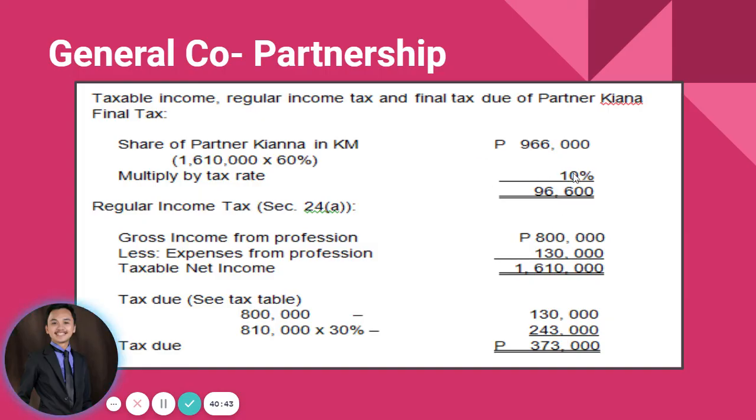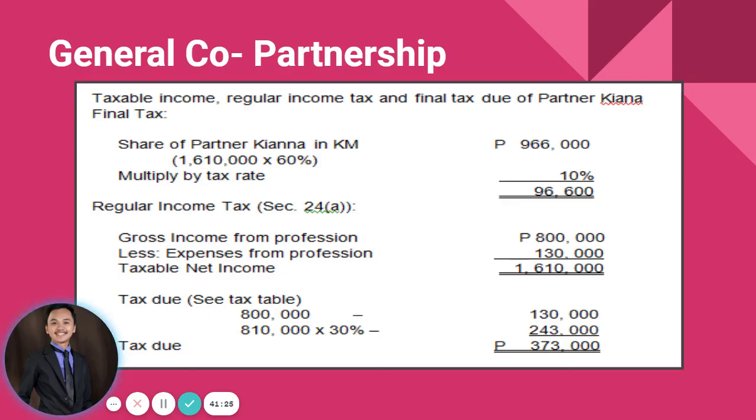So general rule, if the problem is silent as to the classification of the taxpayer, our assumption will be resident citizen. Okay? Resident citizen. So that is why it will be subjected to 10%. Unless the problem is vocal, or implicitly states the classification of the taxpayer. So in this case, there is a final tax from the point of view of Kiana of 96,600. So again, what will be received by Kiana will already be after the 96,600.